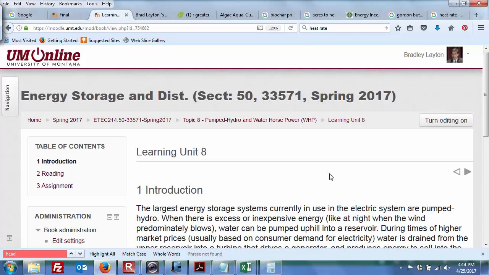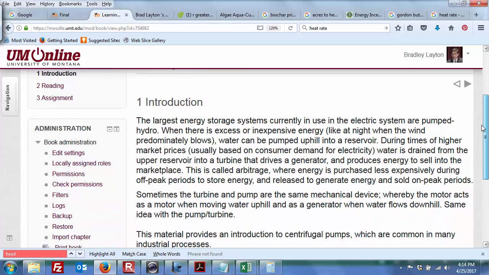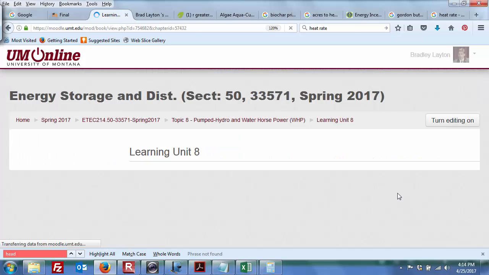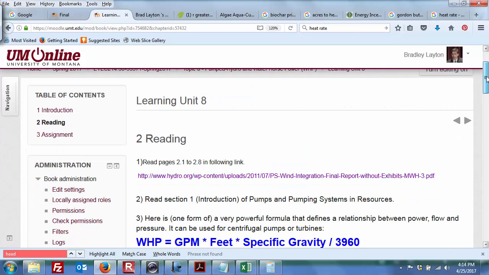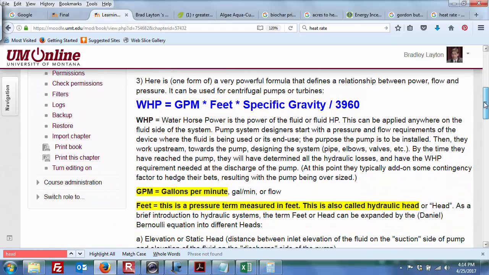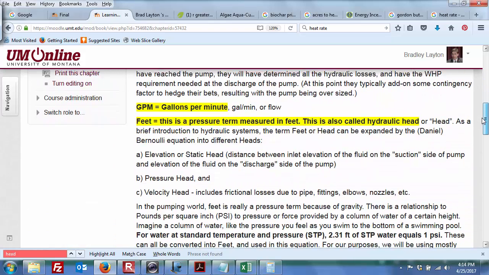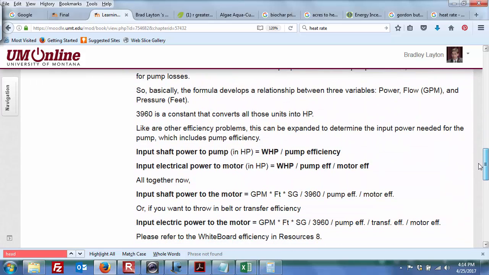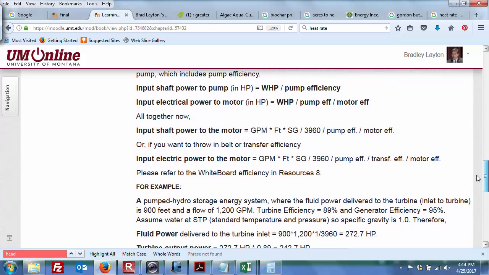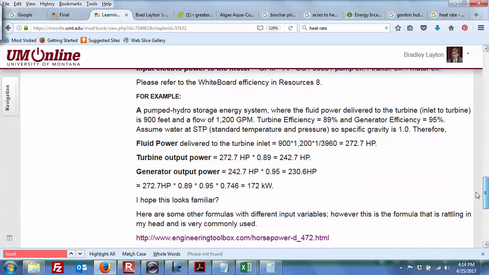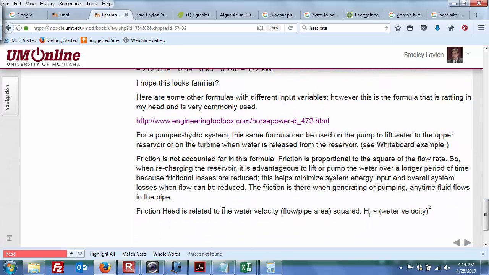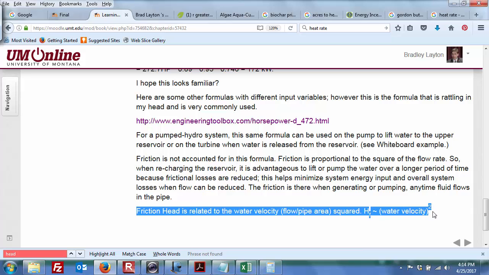I wish I brought it in the computer. Was it in the quiz? Off of our homework? Because you know the quiz debriefings? I think that might have been one of them. Friction head. There it is. Hallelujah.